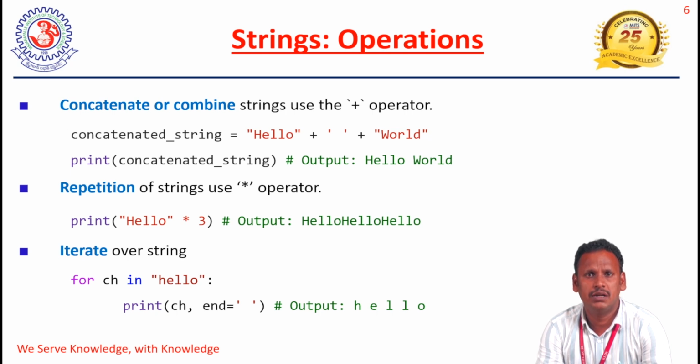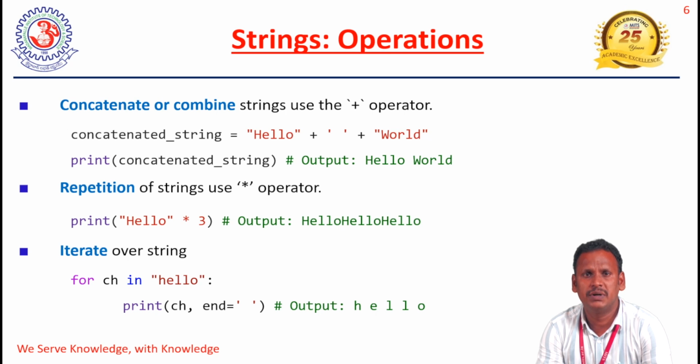For concatenating strings, I am giving the first string as hello, and then in between I am giving one space, and then the last one is world. So together it will display like hello space world. So this is concatenation. And then repetition. For repetition, we use the multiplication symbol, that is star. So in this example, print hello into 3. It will repeat the string 3 times. Suppose you give the value 4, hello into 4, it repeats hello 4 times.